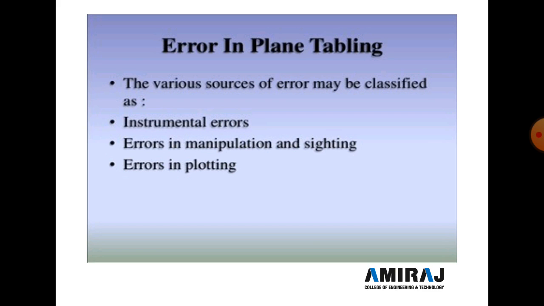Now next is the error in plane tabling. There are three main types of error, or classification of error, in plane table surveying. In the G2 examination this question is asked, also as a 4 mark question: analyze the errors in a plane table and explain in detail. The three types are: first, the instrumental error; second, the error in manipulation and sighting; and third, the error in plotting. One by one we discuss them.